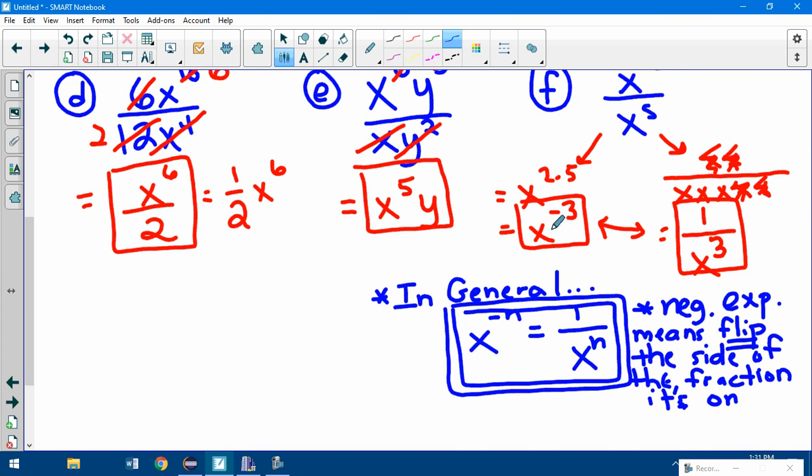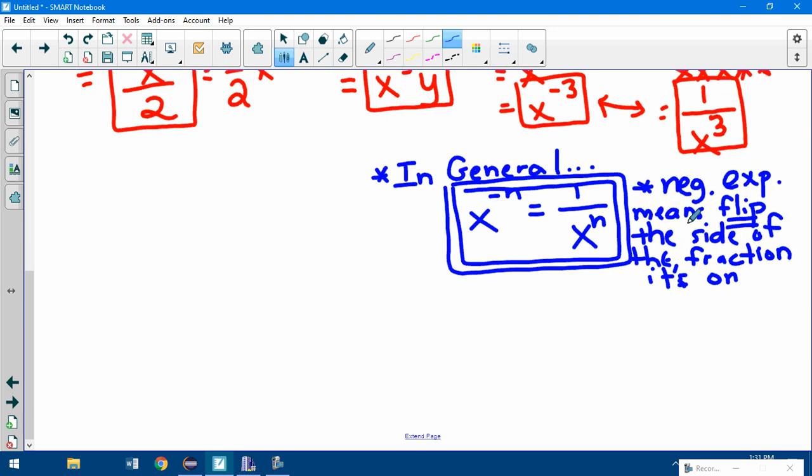So if it was on top, like it kind of is here, because there is no bottom, it flips to the bottom. But if the negative was on the bottom for some case, it would flip up to the top. Okay, so we'll come back to that. You'll see that a lot.